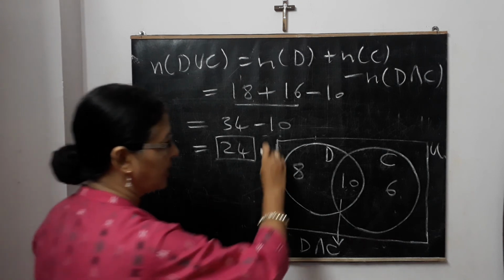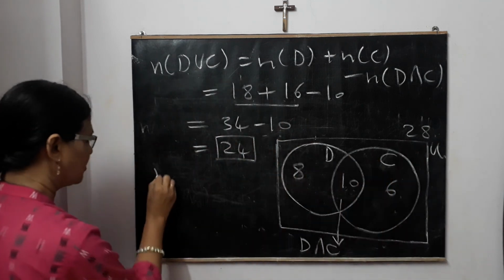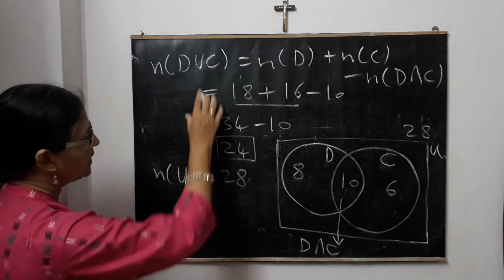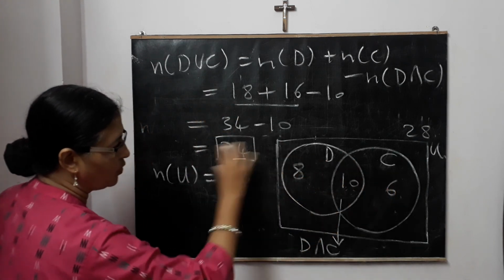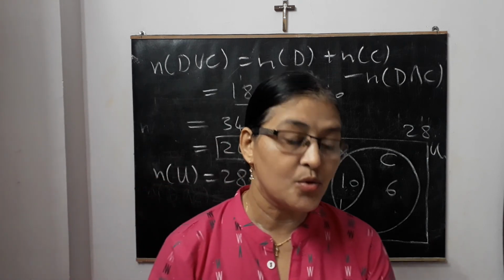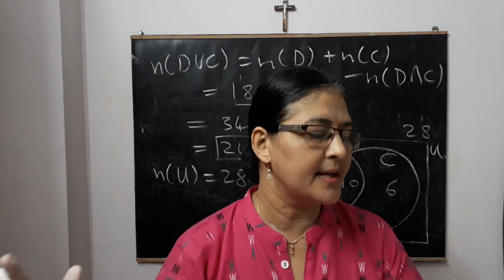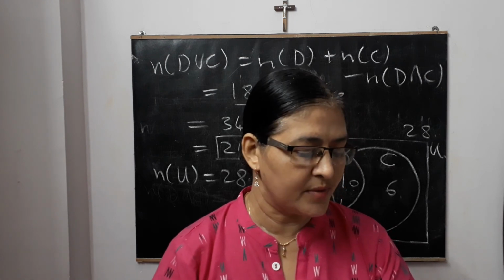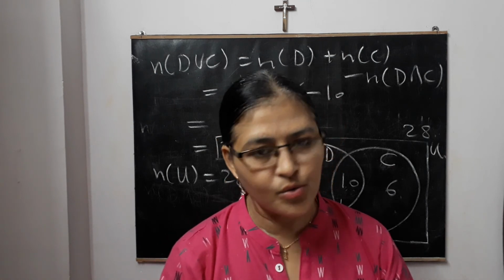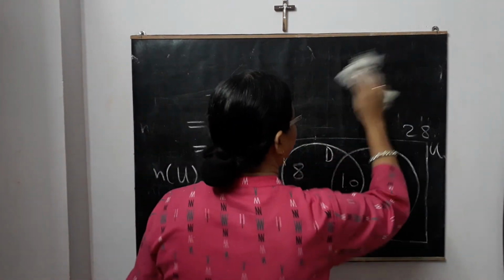Now you got the union, but this is not the final answer. Our universal set, the full set, consists of what number? 28. So n of U is given as 28, the universal. Of that, dogs union cats, all this number we got is 24. The question asks how many students do not have a dog or cat as a pet animal, so that we have to find out. From the universal, 28 students total, subtract those who are having dogs or cats. The remaining will be those who are not having a dog or cat.